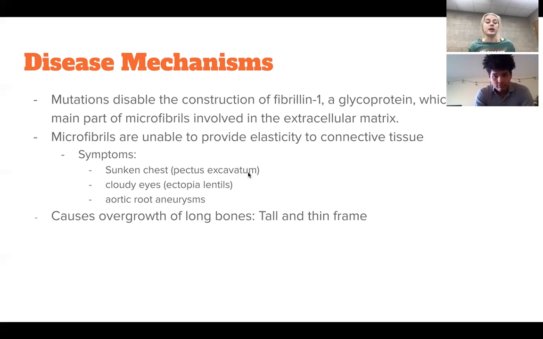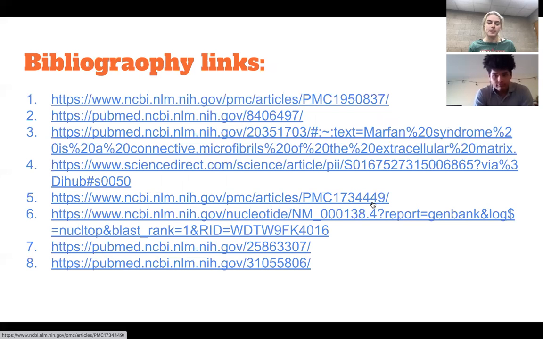So also we have the overgrowth of long bones. This protein is also found in long bones. And so when it's not created, again, our body compensates and makes more of this other protein that will cause us to become taller and thinner generally. So that's what we see in the majority of the population with this disease.